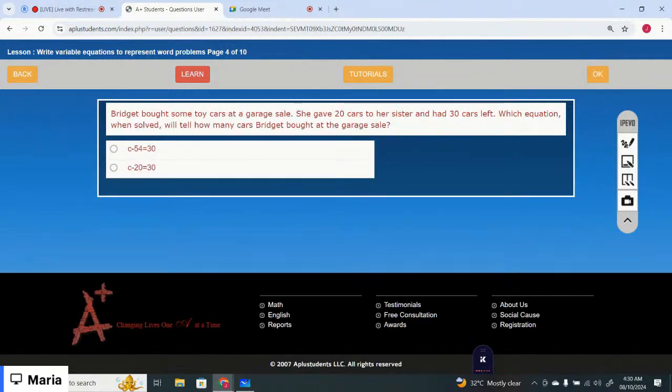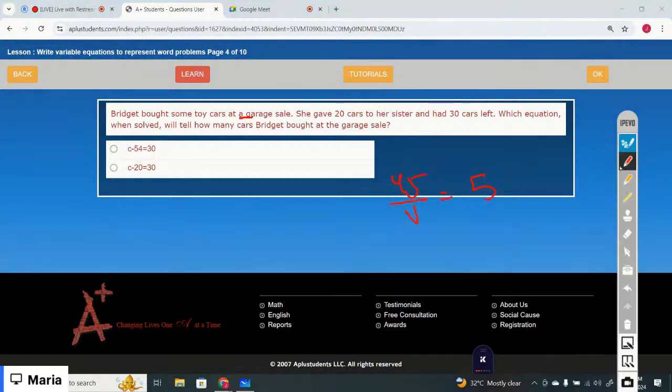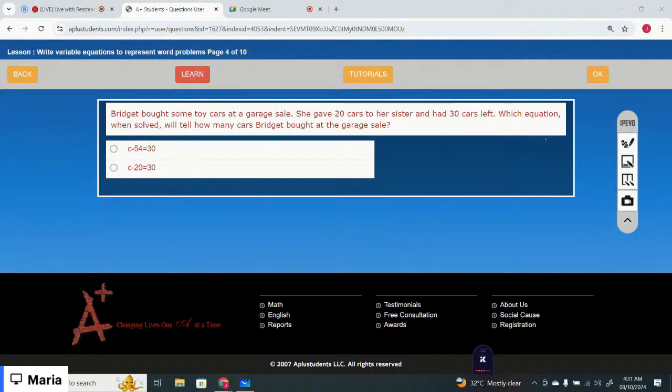Brigitte bought some toy cars at a garage sale. She gave 20 cars to her sister and had 30 left. Which equation, when solved, will tell how many cars Brigitte bought at the garage sale? You don't know how many cars she bought, so the total cars were C. She gave 20 to her sister and was left with 30 cars, right? So that is C minus 20 equals 30. Option number 2 is the correct option.